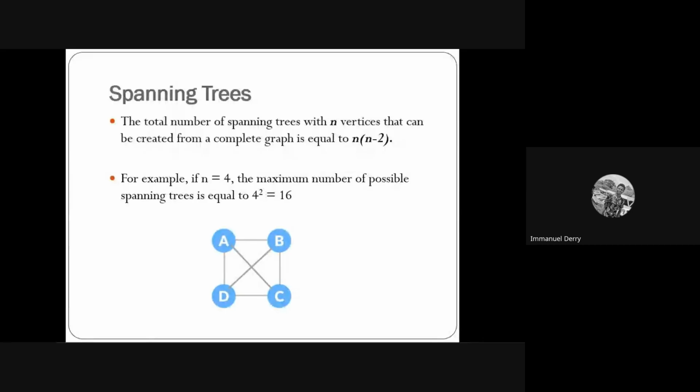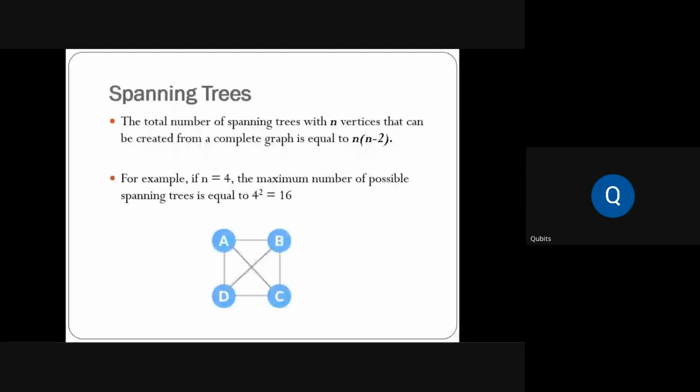Hello, please, can you hear me? Yes, sir, we can hear you. But a colleague is asking about how we got 16. Look at the formula that we have at the top there. N, bracket opening, n minus 2. And then it's n raised to the power, n minus 2. N is the number of vertices, or the number of nodes that we have in the graph, or the tree.